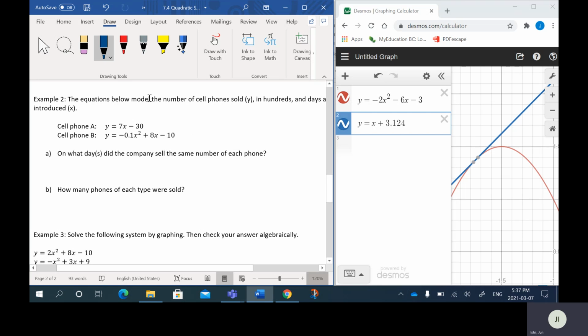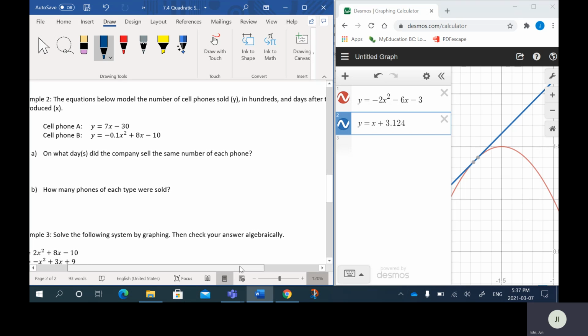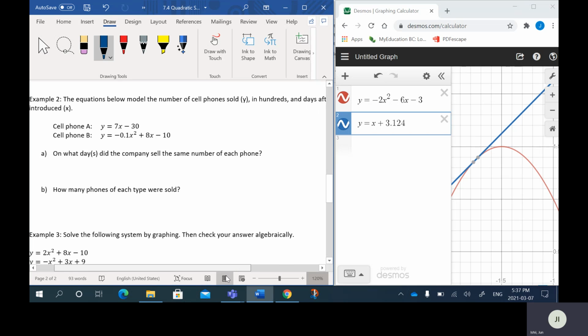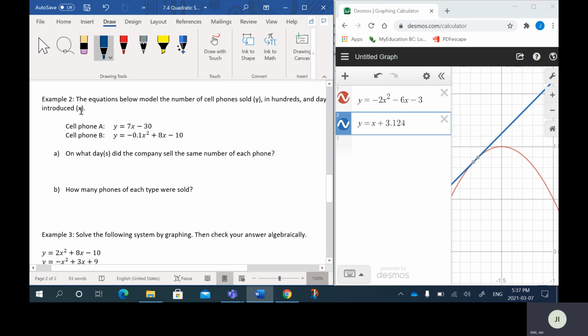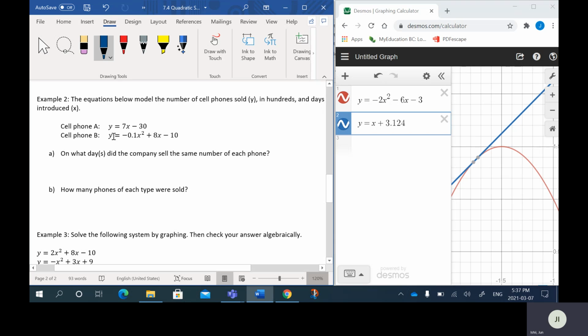the equations below model the number of cell phones sold in hundreds and days after the phones were introduced. Okay, so X is the number of days since it was introduced. Y is the number of phones sold on that day. All right. So the first question here is, on what day or days did the company sell the same number of each phone? All right.